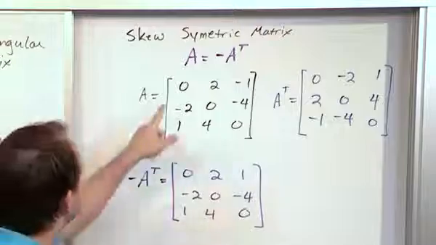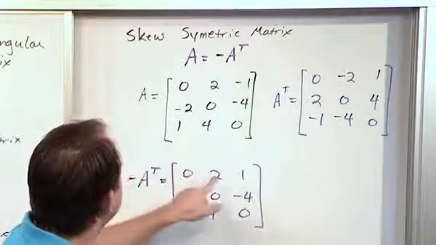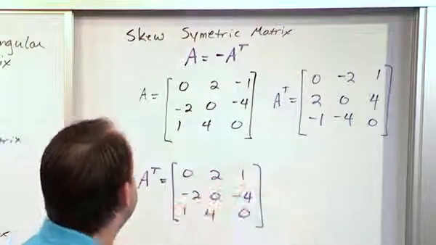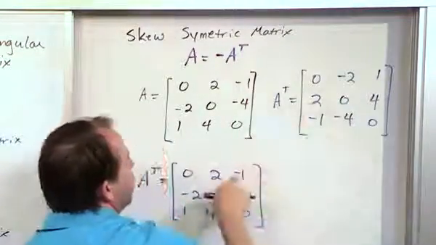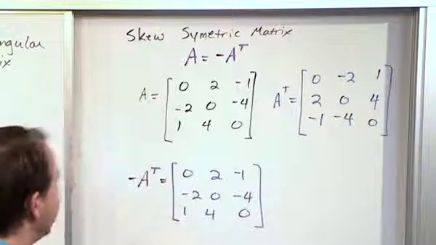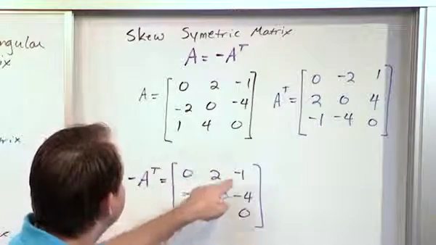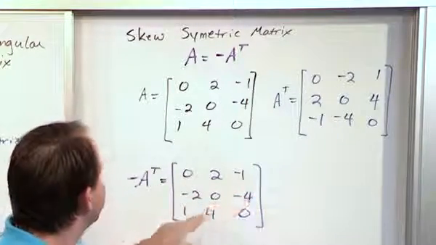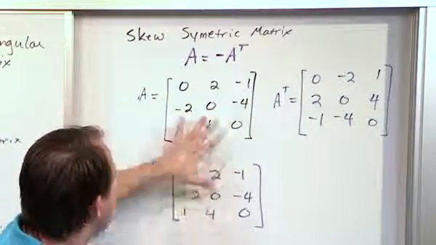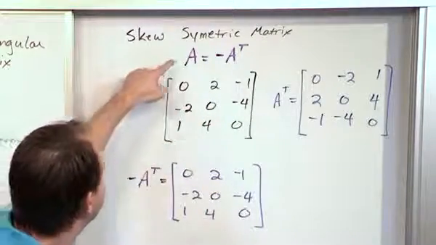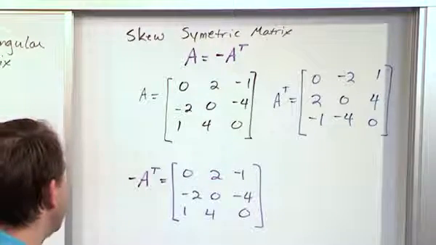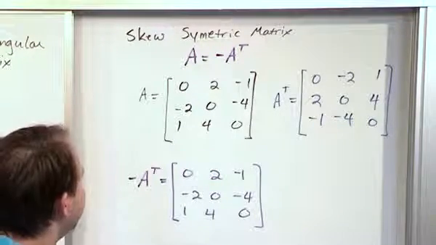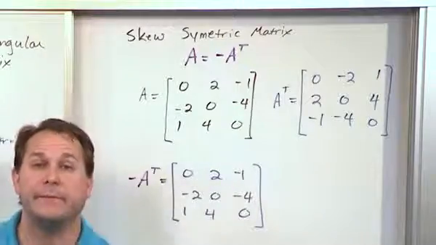Now notice what we have: 0, 2, and I forgot a negative 1 here. We'll stick that in right there. Notice that we have a 1 right here, and here's a negative 1, so I just forgot the negative on that 1. So what we have is 0, 2, negative 1, negative 2, 0, negative 4, 1, 4, 0. These all match what the original matrix was. So the original matrix is equal to the negative of its transpose. Basically that is what we have going on there. All right, and that's how you determine if something is skew symmetric.